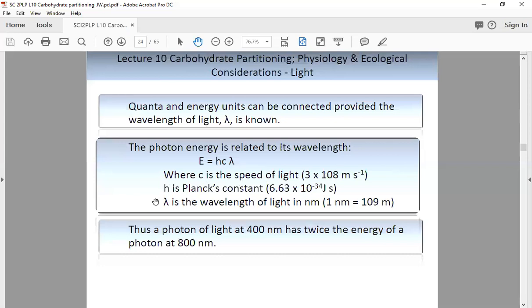And of course, there's a bit of a typo here too. So 1 nanometer is actually equal to 10 raised to the power of negative 9 metres. So just be aware of that, but not that you have to remember all these figures. So from this equation, they can show that a photon of light at 400 nanometres has actually twice the energy of a photon at 800 nanometres.